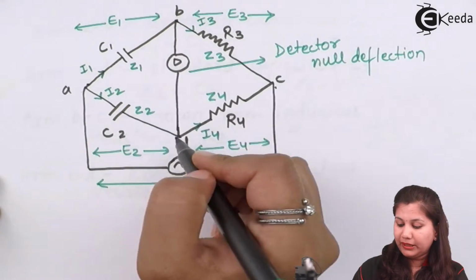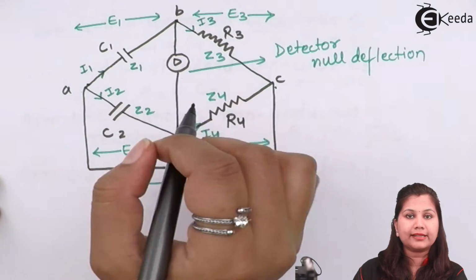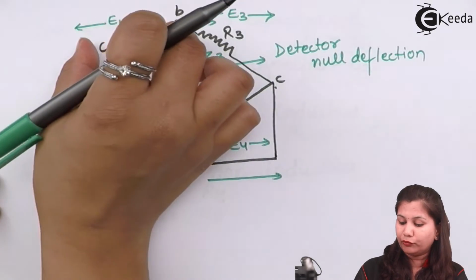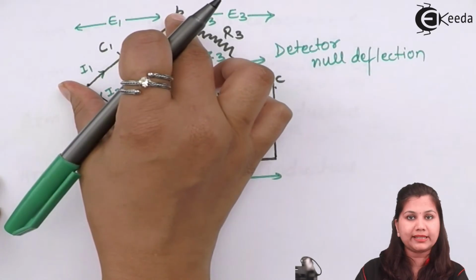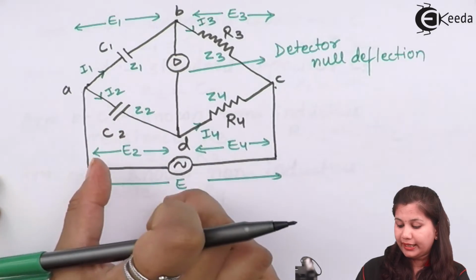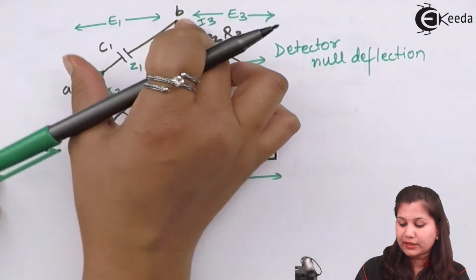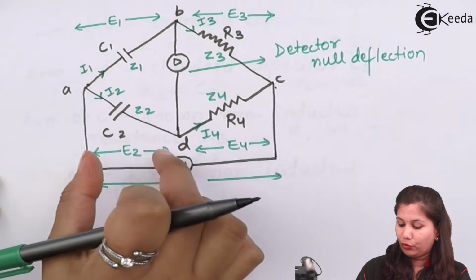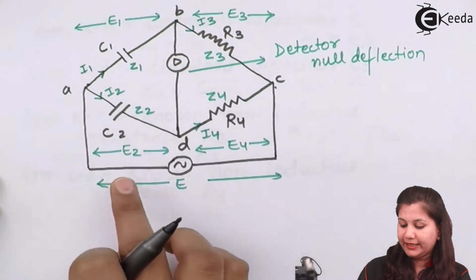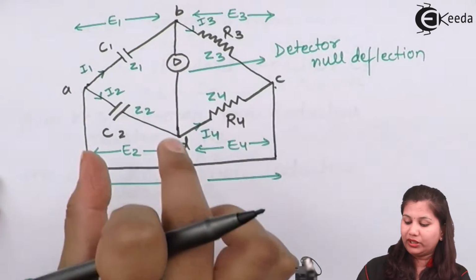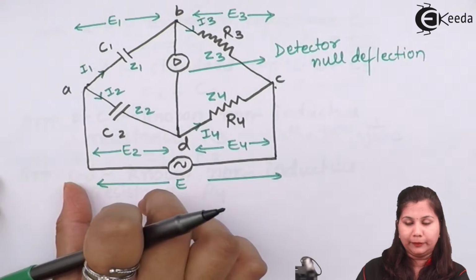Now when the points B and D are at the same potential, it means the voltage drop across the points AB and the points AD are the same. That means voltage drop across AB is E1, and voltage drop across AD is E2. So E1 and E2 will be equal.